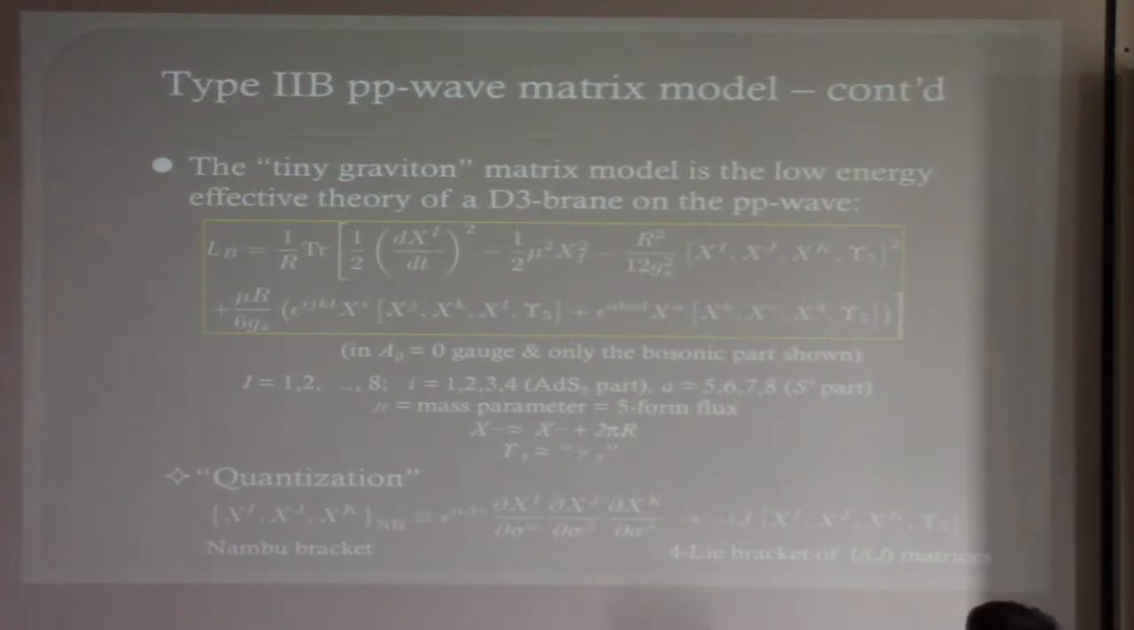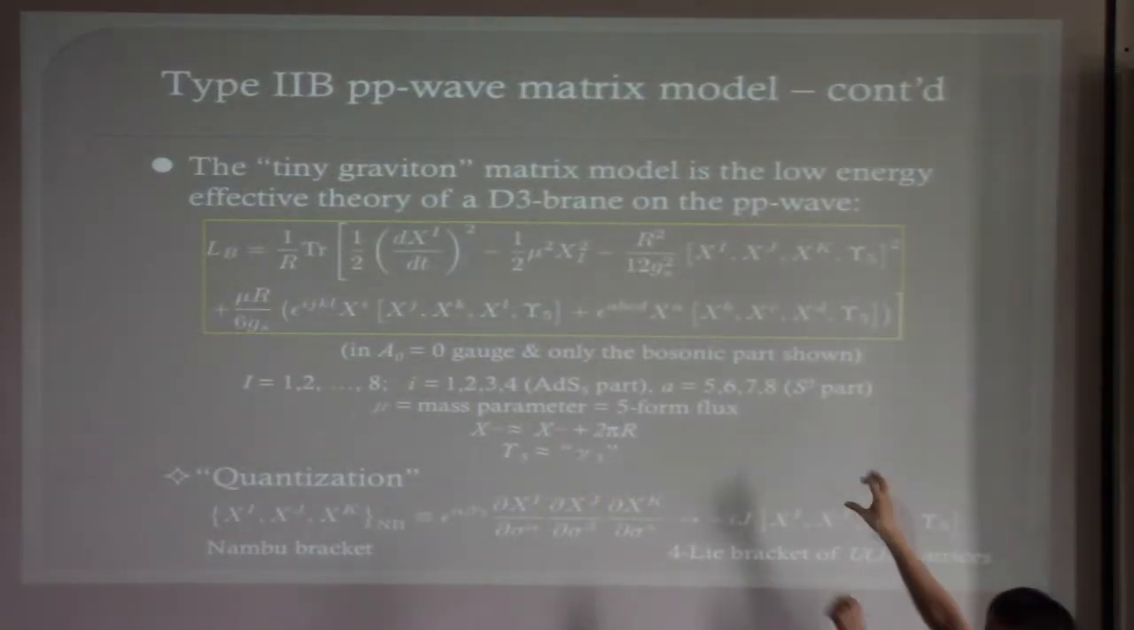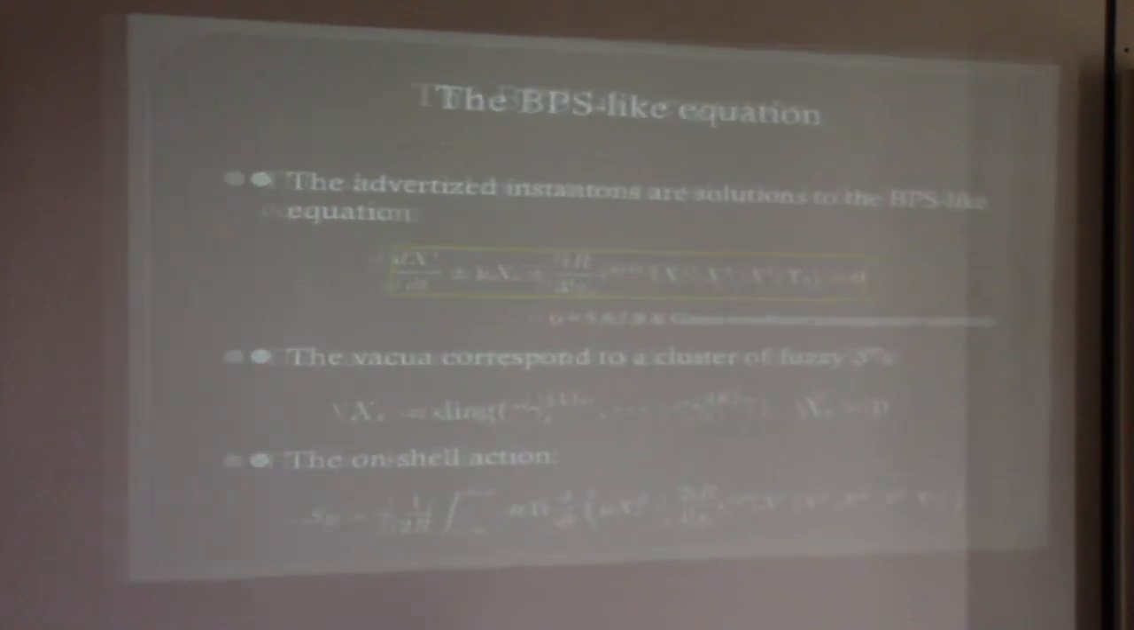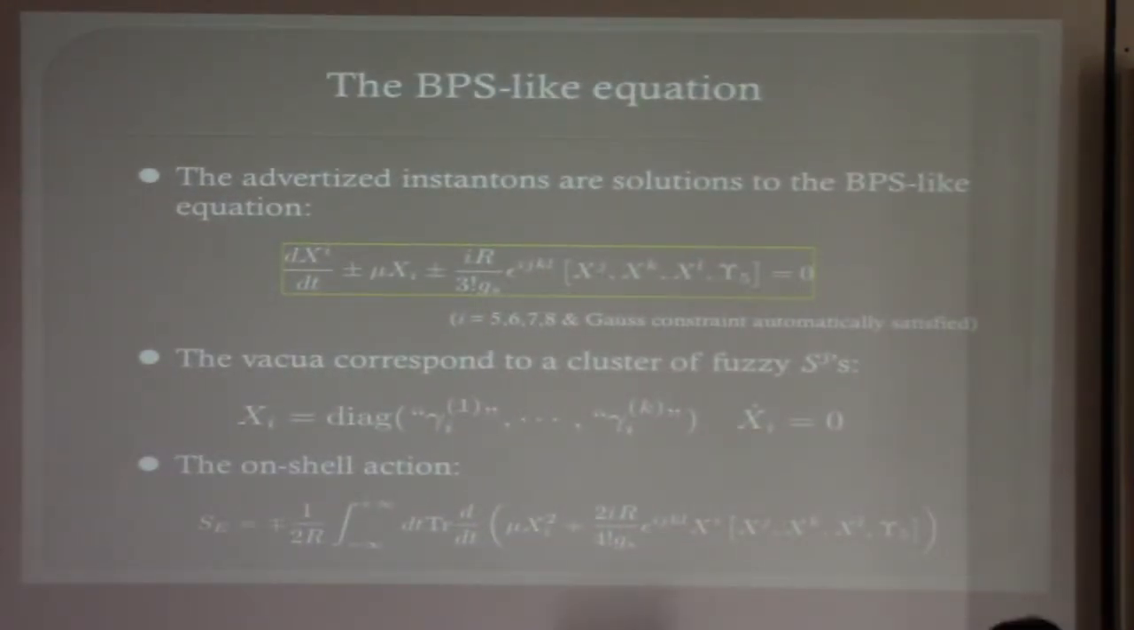So what I'm going to do is find some configuration of matrices which represents the end-to-end giant graviton interaction. I want to solve the equations of motion of this system. The equation of motion is a second order differential equation, but there is a BPS sector, a special configuration for which you have a first order differential equation. So we actually have a BPS-like equation for this matrix model, and this is the equation I solve.